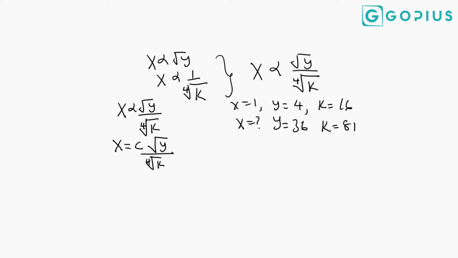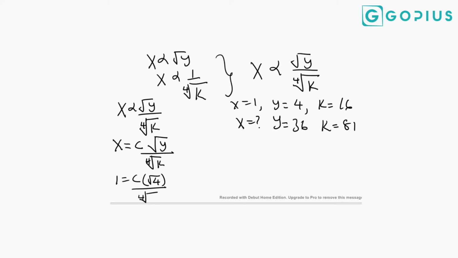Okay, so I have that x, which is 1, is equal to c square root of y, so we have square root of 4 since y is 4, divided by fourth root of 16. Alright, so this implies that we have 1 is equal to square root of 4, which is 2, times c is 2c there, divided by fourth root of 16. Fourth root of 16 means a number that if you multiply 4 times you have 16, which is 2. So fourth root of 16 is 2 because 2 times 2 times 2 times 2 will give us 16. Alright, so we have 2 here.